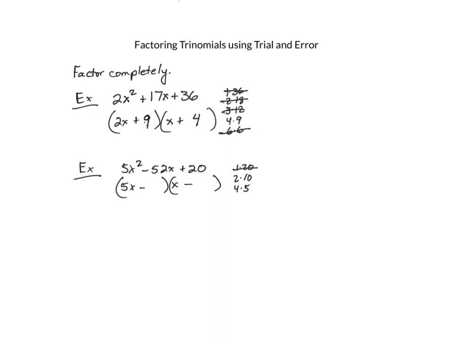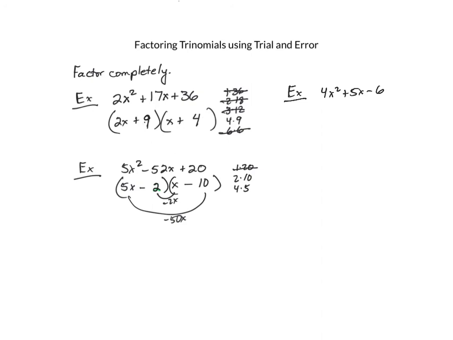So we'll put the 2 here and the 10 here. And on the outside, we'll have a negative 50x, and on the inside, we get a negative 2x. And hey, that's it. We don't need to try anything more. Let's factor one more problem. Here it is. 4x squared plus 5x minus 6.